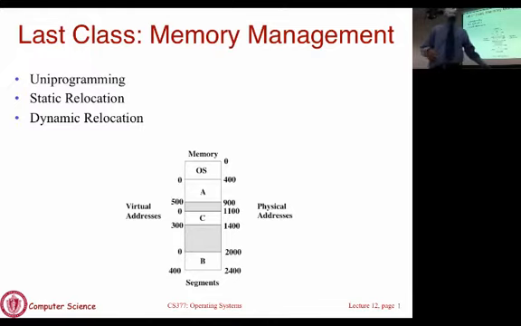In static relocation, this translation is done at load time. When a process is actually loaded into RAM, the loader figures out where the process starts. It looks at each assembly instruction, takes the virtual address, does the translation to a physical address, and plugs it in. In dynamic relocation, this translation is done at runtime.